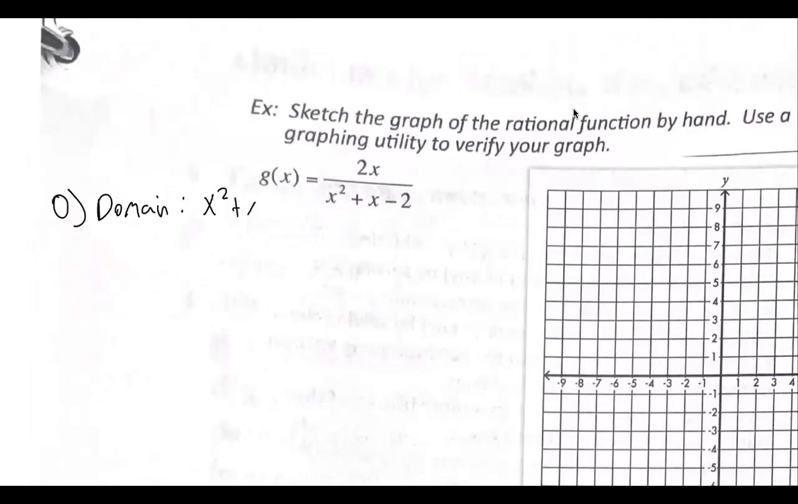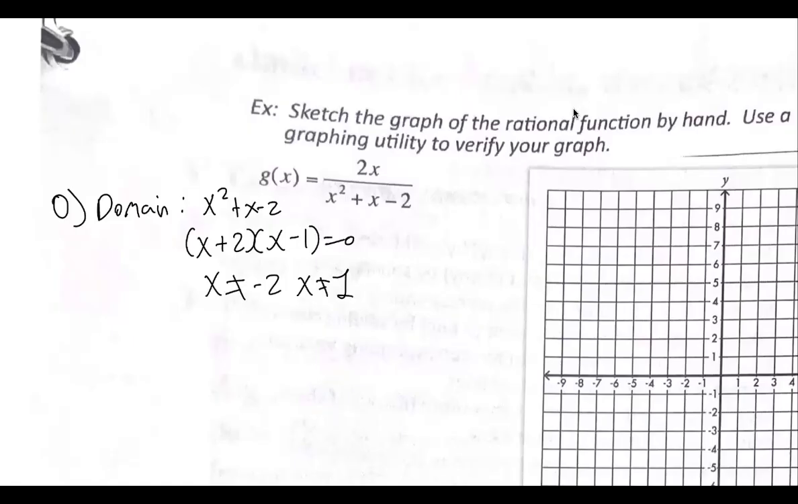X squared plus x minus 2. You have to factor that. It factors as x plus 2, x minus 1. So x cannot equal negative 2 and x cannot equal positive 1 for the domain of my function.